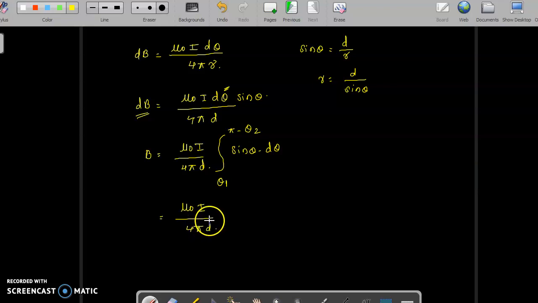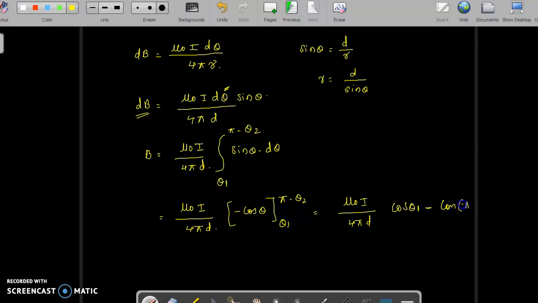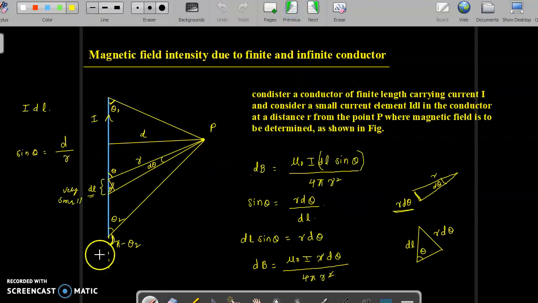The integration of sine theta is minus cos theta. So with the upper and lower limits theta 1 and pi minus theta 2, if you substitute this, it becomes mu naught I by 4 pi d. If you interchange the upper and lower limits, we can cancel the minus, so cos theta 1 minus cos of pi minus theta 2. Cos of pi minus theta 2 is minus cos theta 2, so minus of minus becomes plus cos theta 2. So this is the magnetic flux density at point P due to the entire conductor.